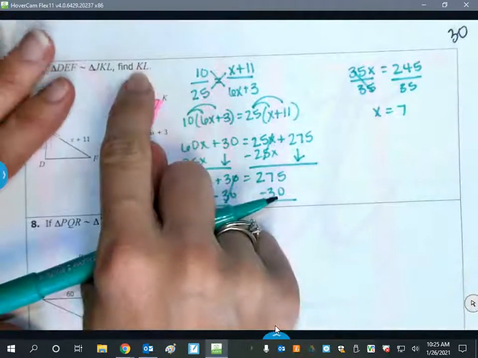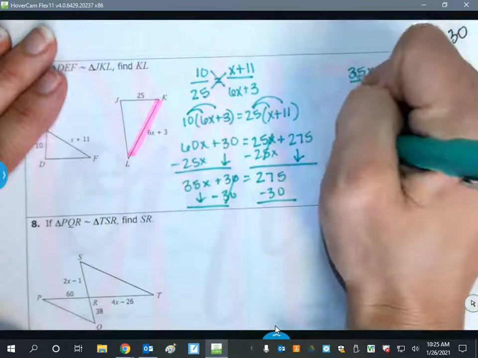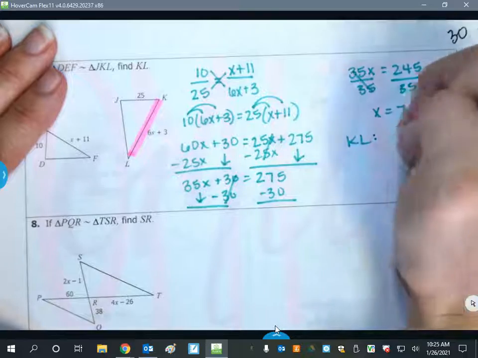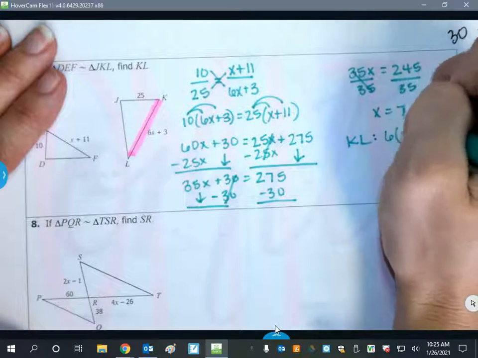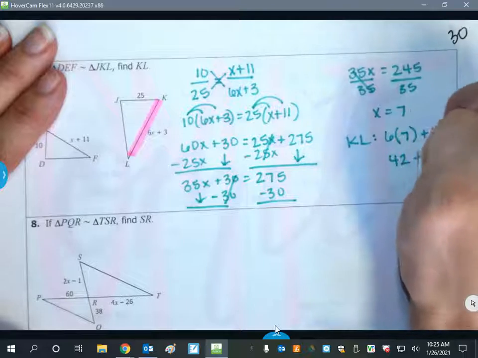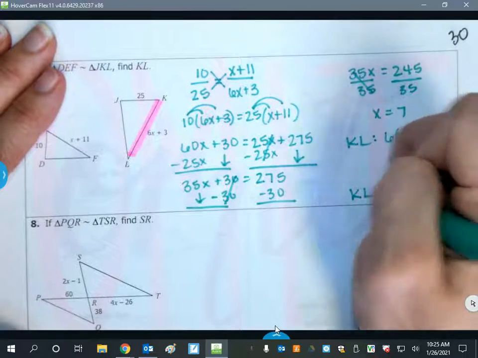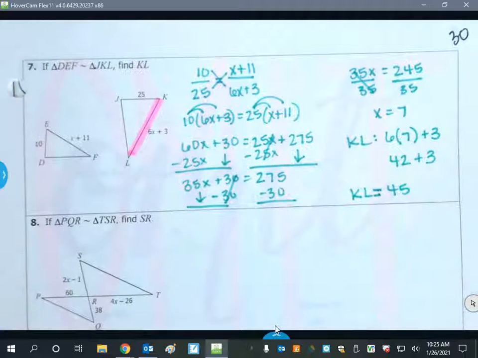It asks us to find KL, so we're going to plug that x back in for KL. So to find KL, we do 6 times 7 plus 3, which is 42 plus 3. So hopefully you put that KL is equal to 45.